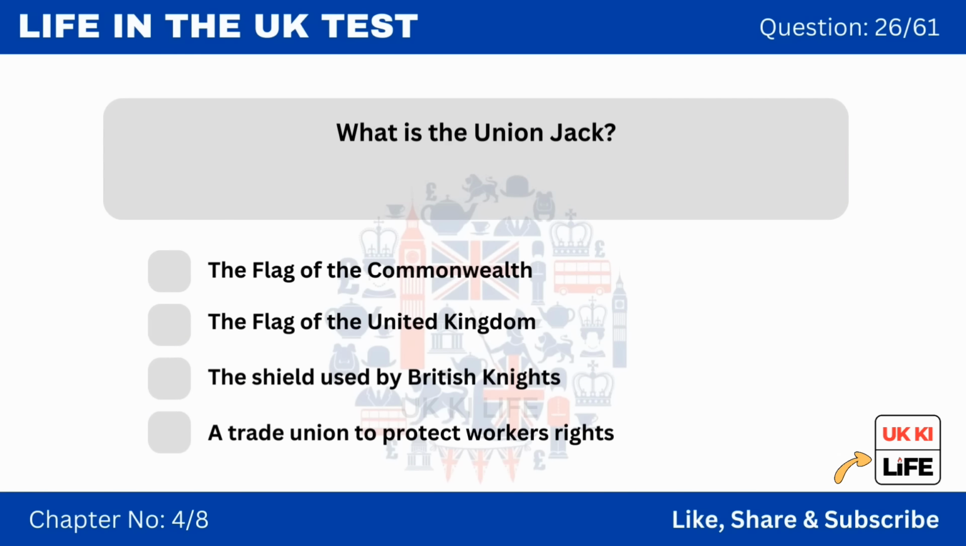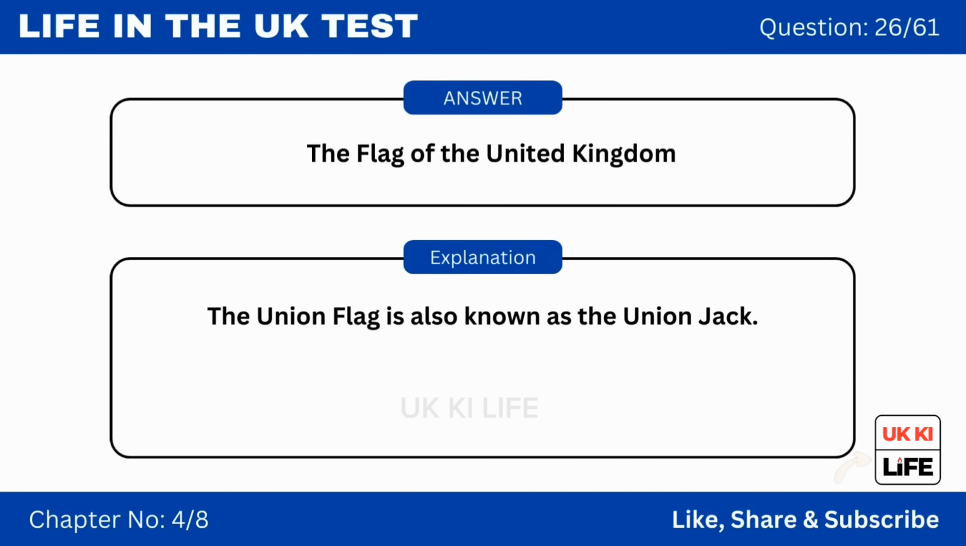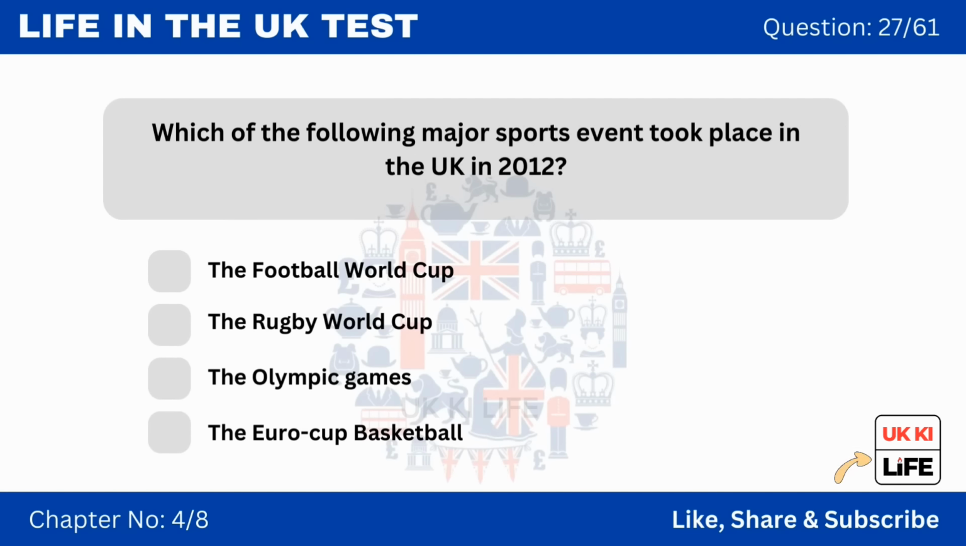The correct option is B. Explanation. The Union flag is also known as the Union Jack. Question 27. Which of the following major sports events took place in the UK in 2012? The Football World Cup, the Rugby World Cup, the Olympic Games, the Euro Cup basketball.